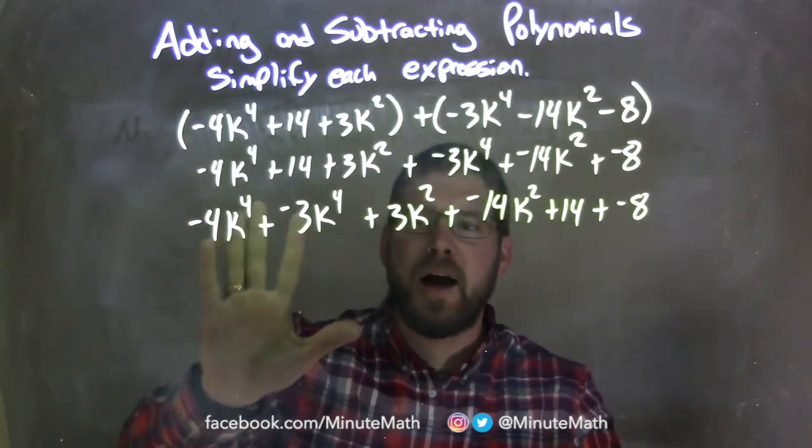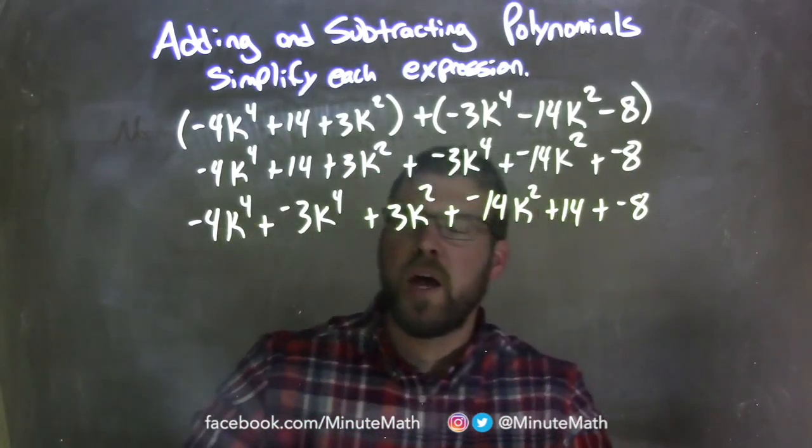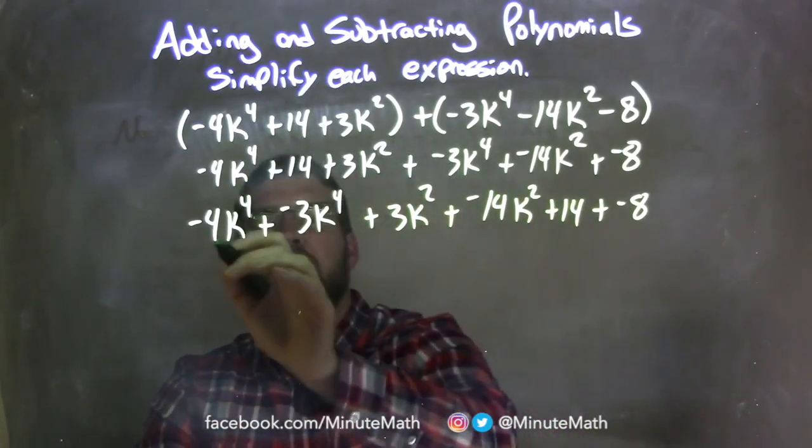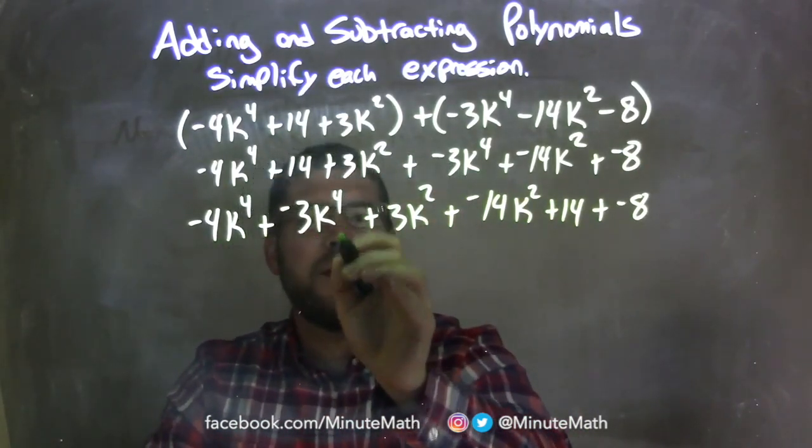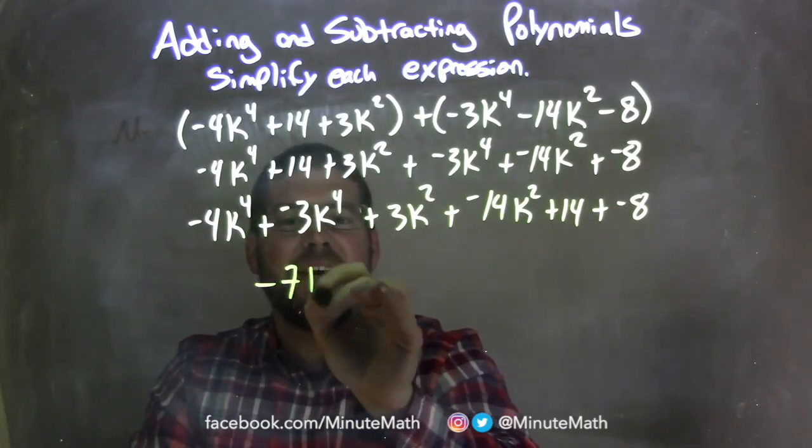Okay, now we have our highest degrees first to our lowest degrees. So now let's simplify. Negative 4k to the 4th plus a negative 3k to the 4th is a negative 7k to the 4th.